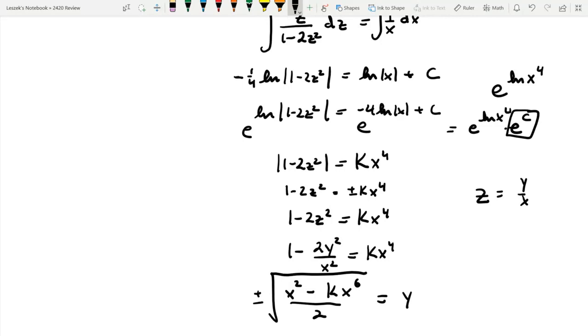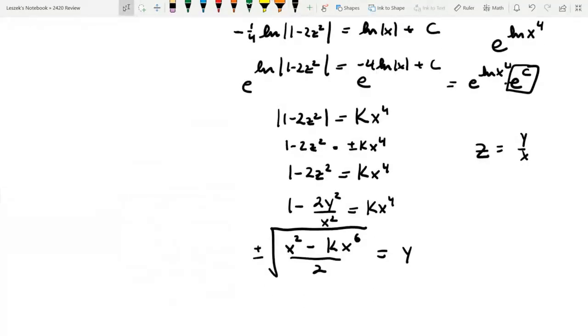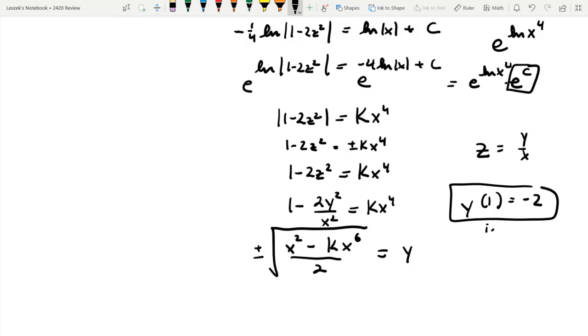Yeah, so if I solve for y, unfortunately, this is not exactly what we want, because we have plus or minus. y is equal to plus or minus something, and it's not both, it's one or the other. That's going to be based on initial conditions, if you have one. So if they say y of 1 is equal to -2, that's an initial condition.